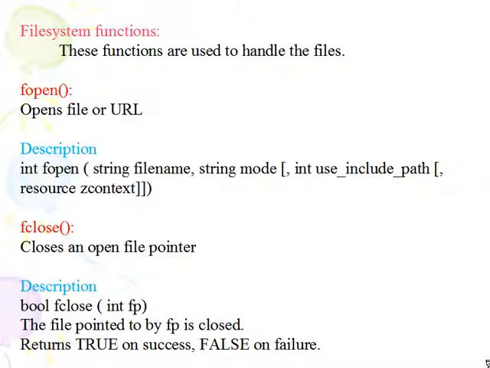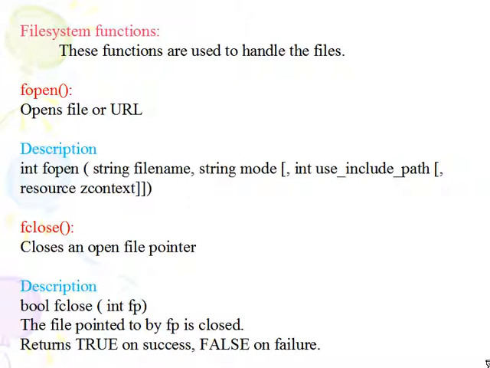These are the functions which are used to handle the files. The first one is fopen. It is used to open a file or a URL. It takes two parameters. The first one is a string and the second one is the mode of accessing the file. The first one indicates the name of the file and the second one is how we are going to access the file. There are three modes of accessing a file. First one is read mode, second one is write mode, and the third one is append mode.